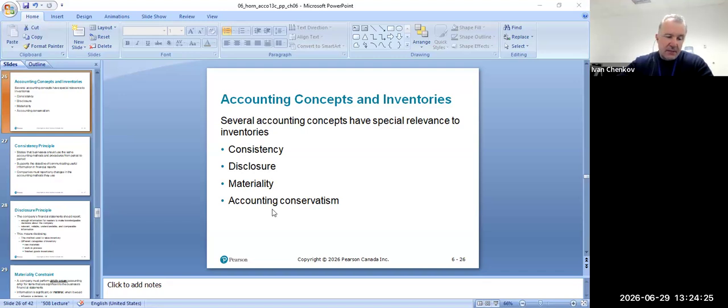Accounting conservatism is about showing a number which is not too optimistic. That's why we're applying accounting conservatism. Later on, we're going to see in accounting that we even evaluate the inventory at the lower of cost or net realizable value in order to apply this accounting conservatism.